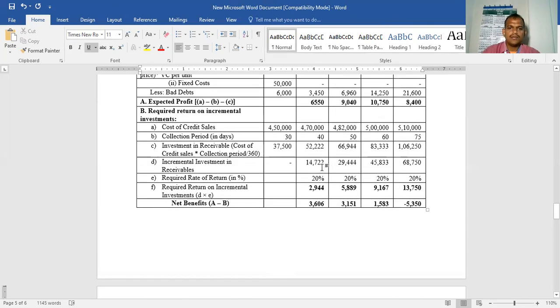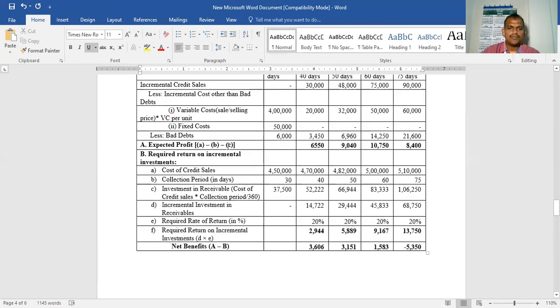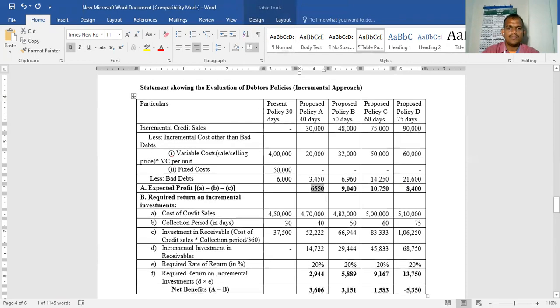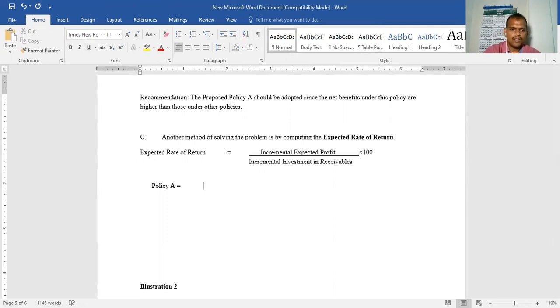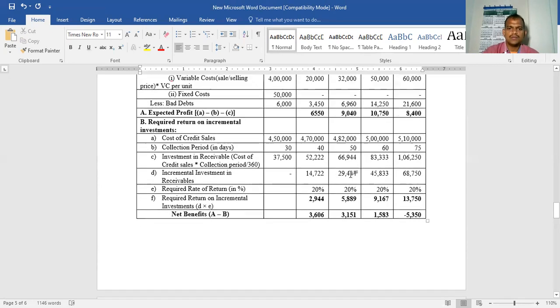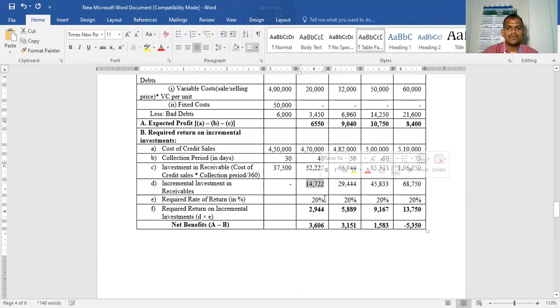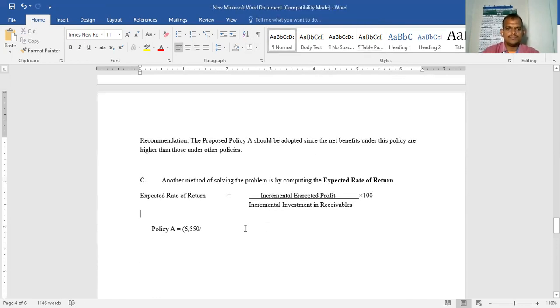For policy A, incremental expected profit 6,550 by incremental investment in receivables 14,722 into 100 comes around 44.49%.